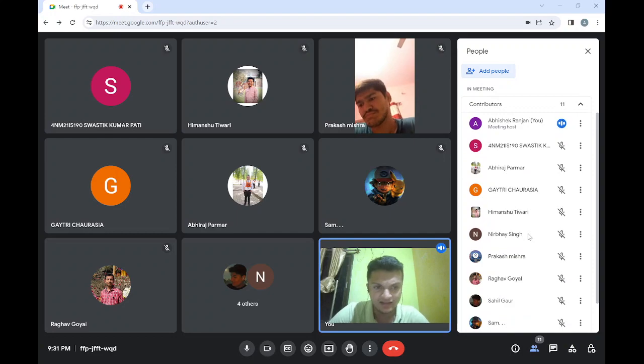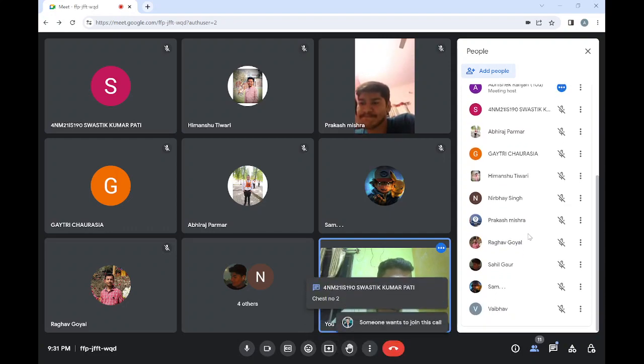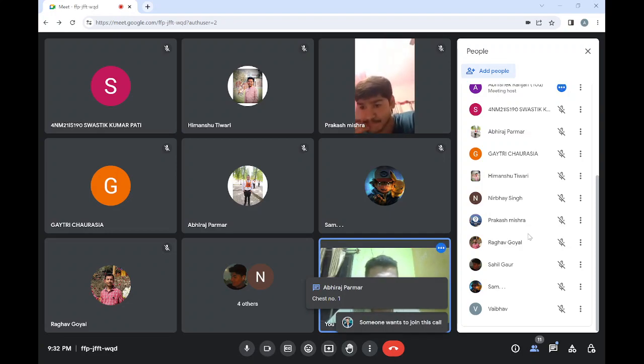Gayatri Chaurasia, you are going to be chest number 3. Himanshu Tiwari, chest number 4. Nirbhay Singh, chest number 5. Prakash Mishra, chest number 6. Raghav Goyal, chest number 7. Sahil Gaur, chest number 8. Sam, you are going to be chest number 9. And Weber, you are going to be chest number 10.